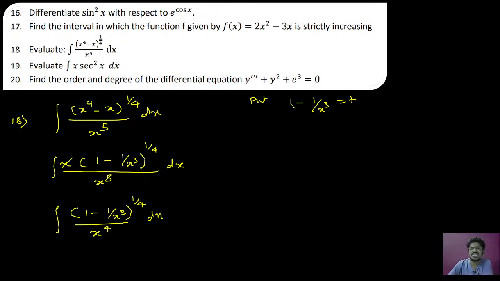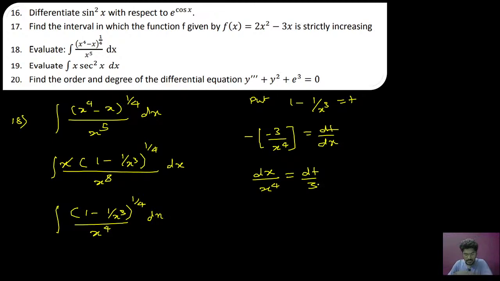You differentiate this. Differentiation of 1 is 0. Differentiation of 1 by x cube is minus 3 divided by x raised to 4, equal to dt by dx. Minus into minus will be plus. So dx divided by x to the power of 4 will be equal to dt divided by 3. So dx divided by x to the power of 4 is dt divided by 3.